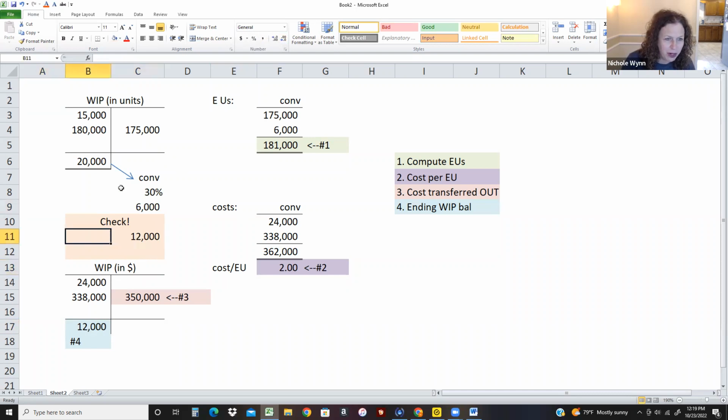And so later we're going to have a branch off and we'll have 2 different numbers and we'll add them together to get the check. But this is a simple version of the 4 steps. And this is getting us dollar amounts transferred out and ending WIP.